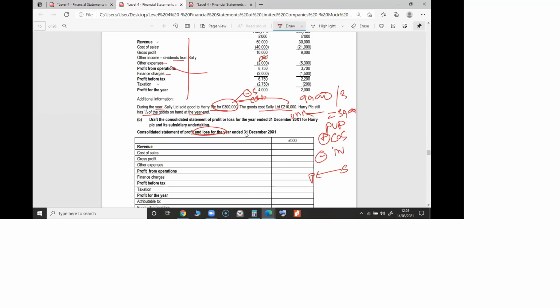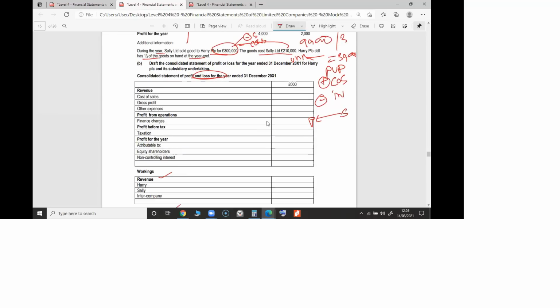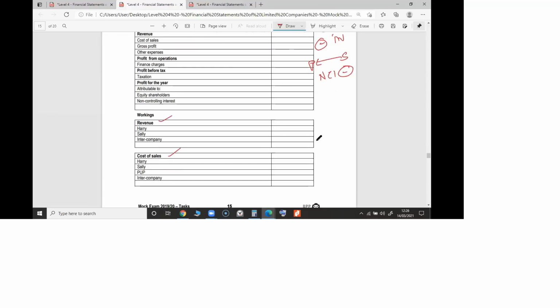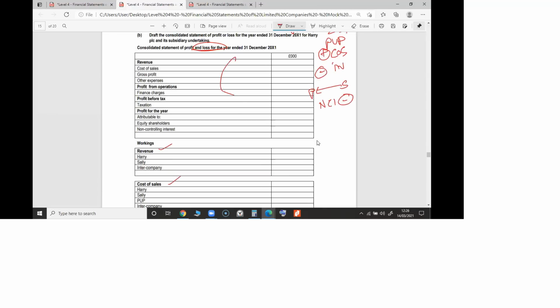So what is an extra work you need to do? Tell me. Yes, superb. NCI. You need to minus from the profit of the NCI, non-controlling interest. When doing the NCI, you need to minus it. We will show you. Let's do the question now. Now, we got to do the SPL.